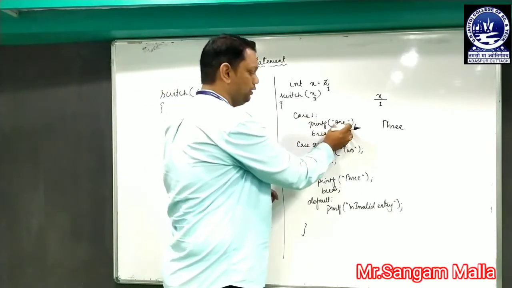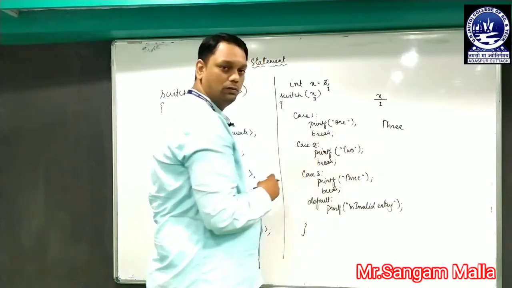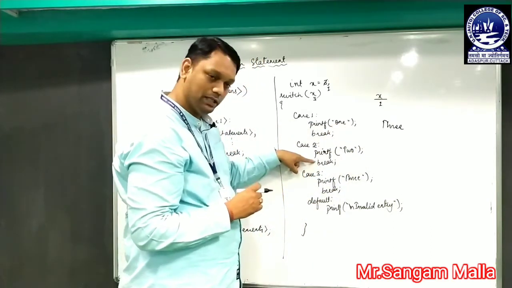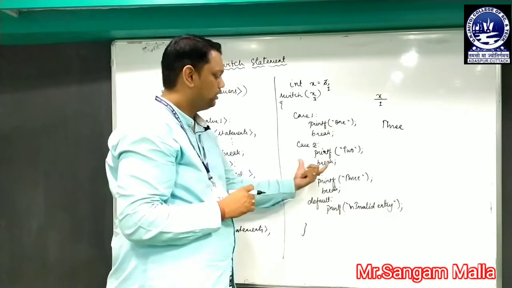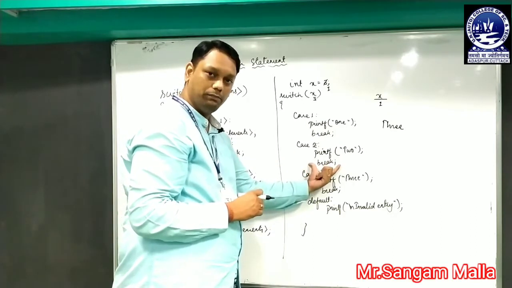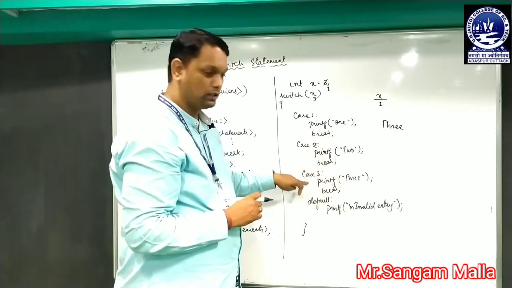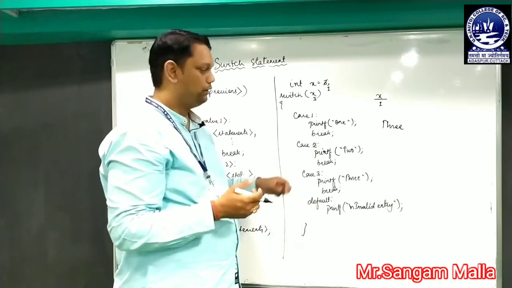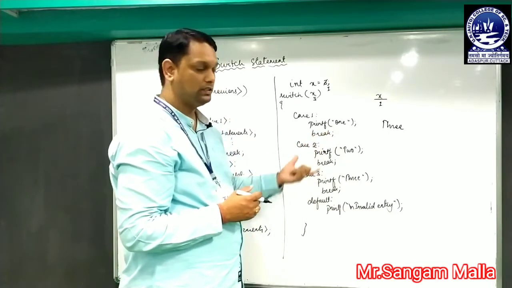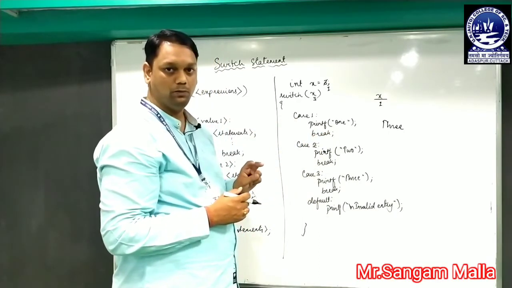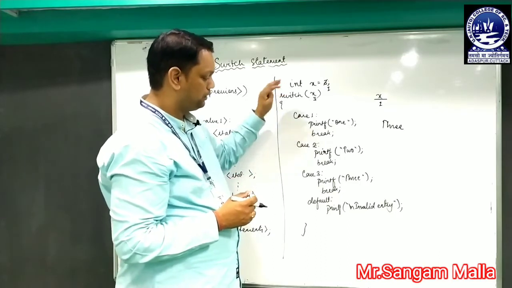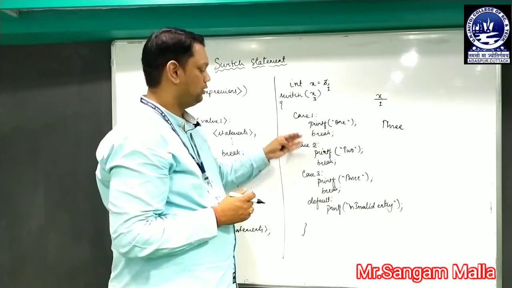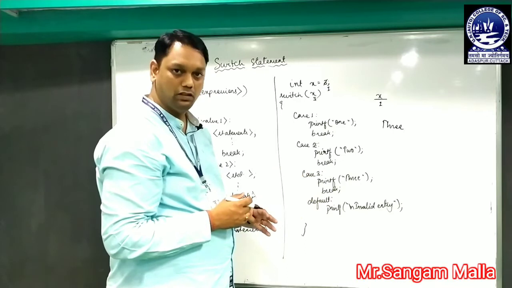So after printing 1, it will come over here, it will print 2. If it will encounter a break statement over here, then it will come out. If it will not get a break statement, then again it will enter case 3. So in this way, the break statement is a compulsory statement after each case value. If you will not write the break statement, then all the statements under all the case values will be executed.